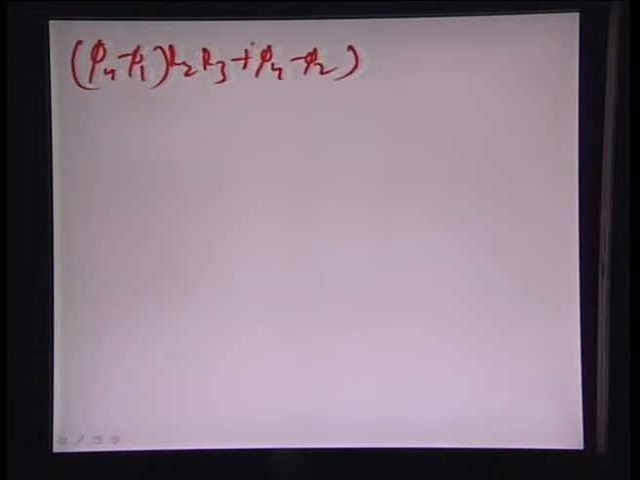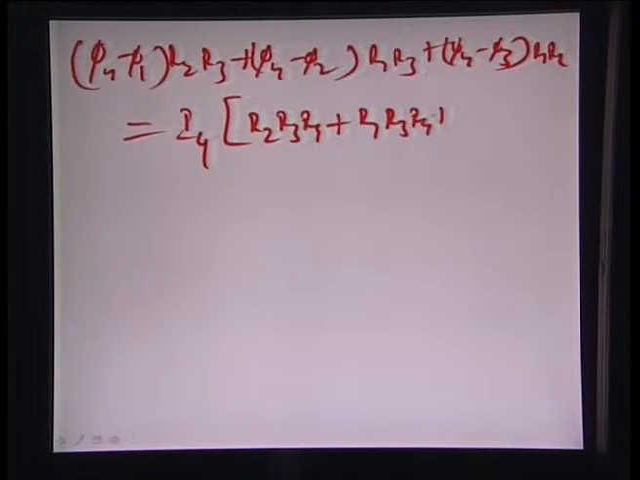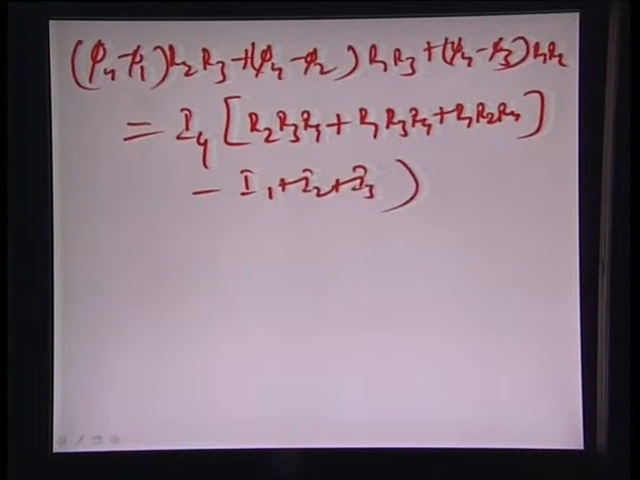So, we have phi 4 minus phi 1 times R2 R3, plus phi 4 minus phi 2 times R1 R3, plus phi 4 minus phi 3 times R1 R2, essentially equal to I4 times R2 R3 R4 plus R1 R3 R4 plus R1 R2 R4, minus I1 plus I2 plus I3, this whole term in a bracket, times R1 R2 R3.